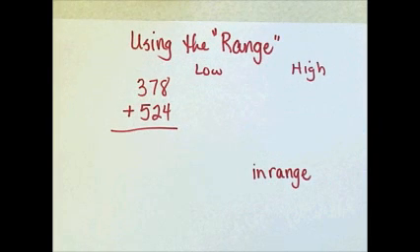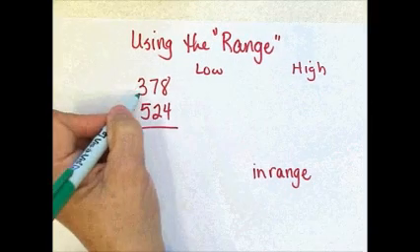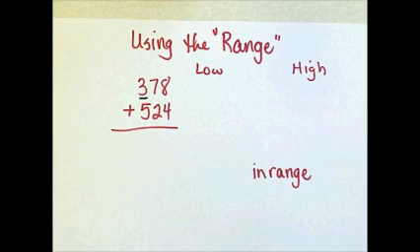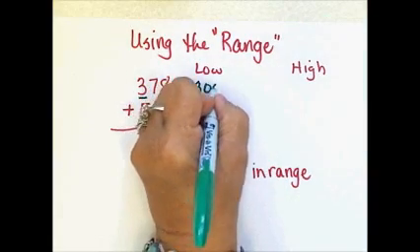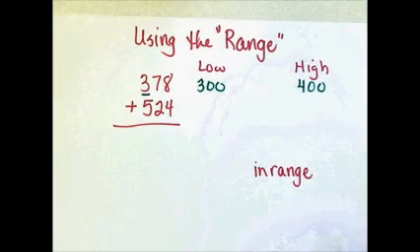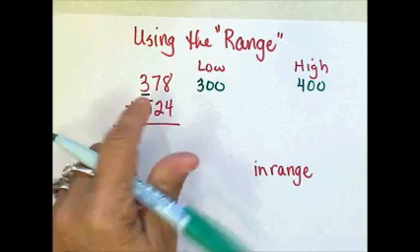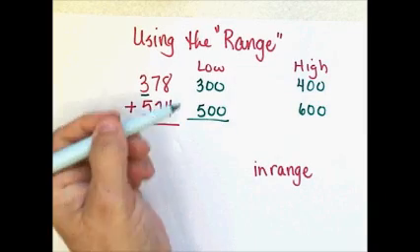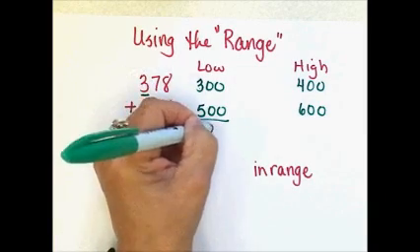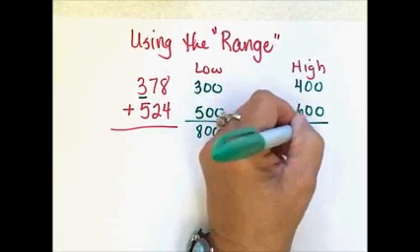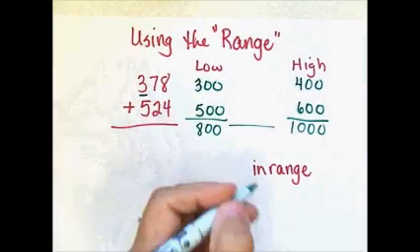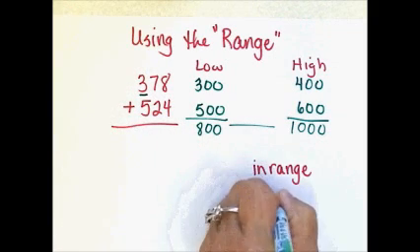Now, using the range is sometimes useful. We think about what it would be at the low and the high end. So at the low end, the top number would be the lowest. So we're looking at, is it closer to 300 or 400? At the low end, it would be 300. At the high end, it would be 400. At the low end, 524 would be 500. The high end would be 600. So when I add these, 5 plus 3 is 800, and 6 plus 4 is 10 or 1,000.